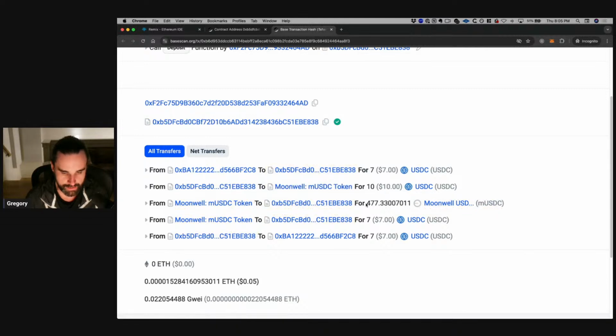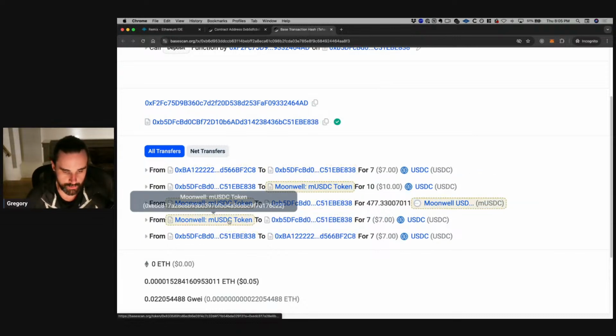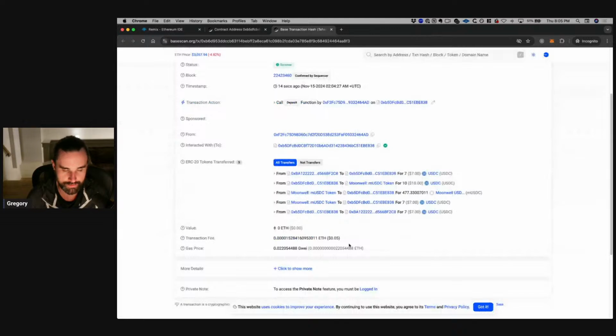We got back the Moonwell USDC token, which is basically our valet claim ticket to get our money back later. And then we took out the $7 of the flash loan, and we paid the $7 flash loan back. And now we have $10 sitting in the application, earning passive income for us. Okay. So now let's talk about accruing the passive income.